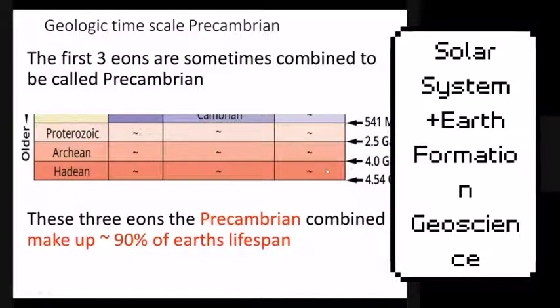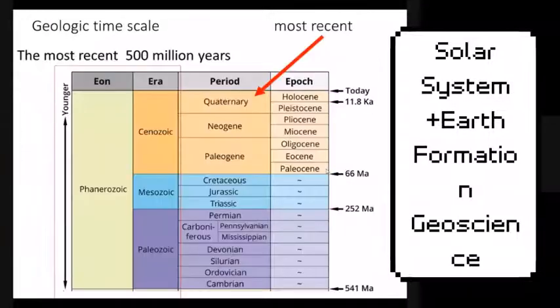So rock history is great, but we don't have much fossil history from any of these 3. That isn't until the Phanerozoic eon. So right here, eon, largest chunks of time, Phanerozoic. Phanerozoic is about 550 million years of geologic time.